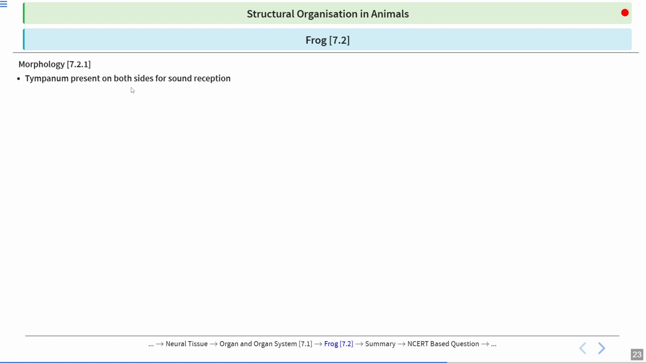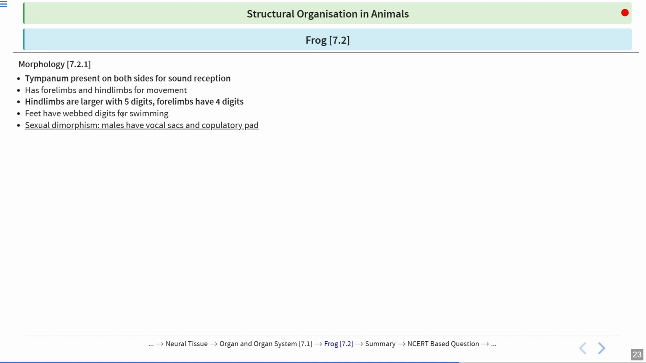The tympanum is present on both sides for sound reception, and they have forelimbs and hind limbs for movement. Hind limbs have five digits and forelimbs have four digits, which we have already discussed. Feet have webbed digits for swimming. So this is the modification. The hind limb digits are webbed, and that helps in the process of swimming.